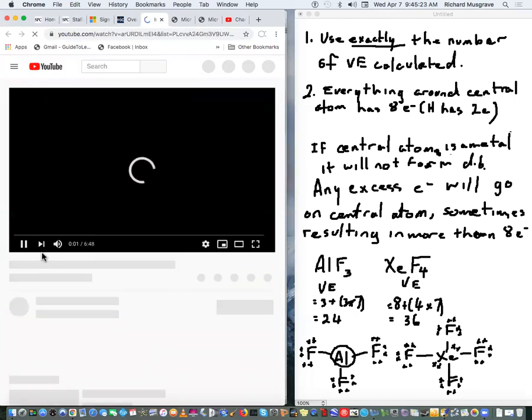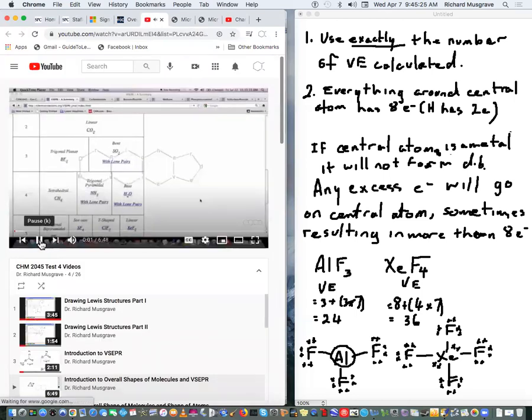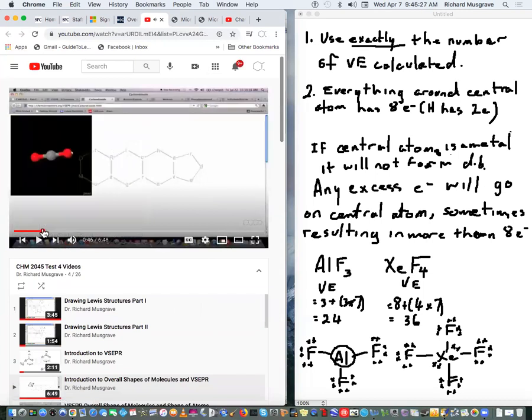And I'm not going to play this entire thing. I'm just going to show you some examples. The first shape that we can talk about is called linear, and you can see that shape there. It's got a central atom. It's got two things attached to it. If those two things are going to be as far apart from each other as possible, then they're going to do so to make the molecule a straight line.